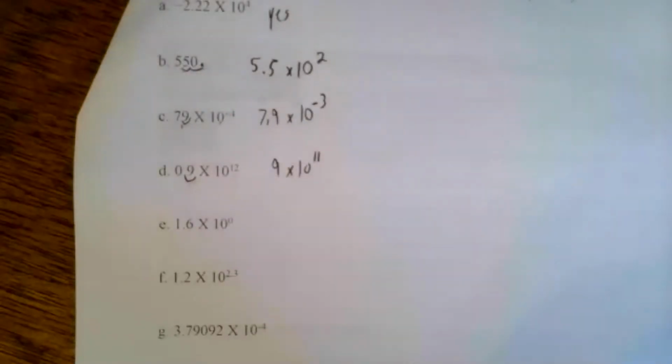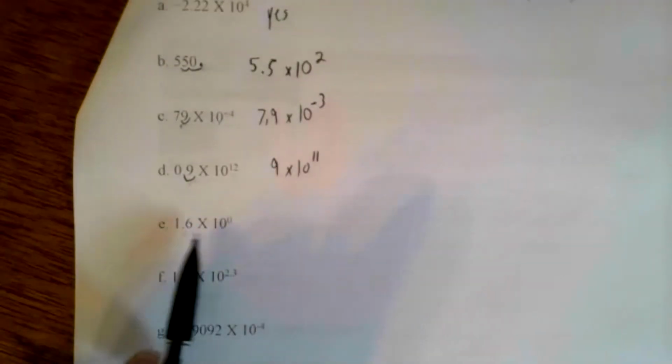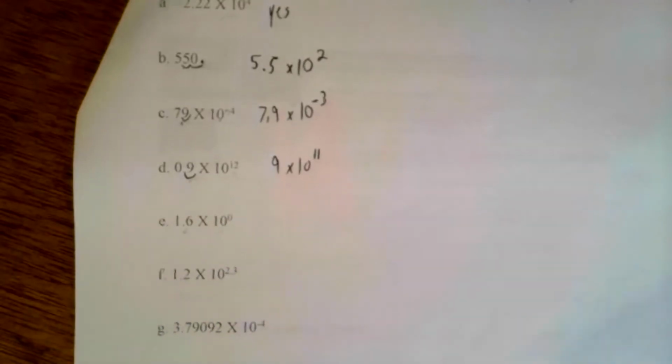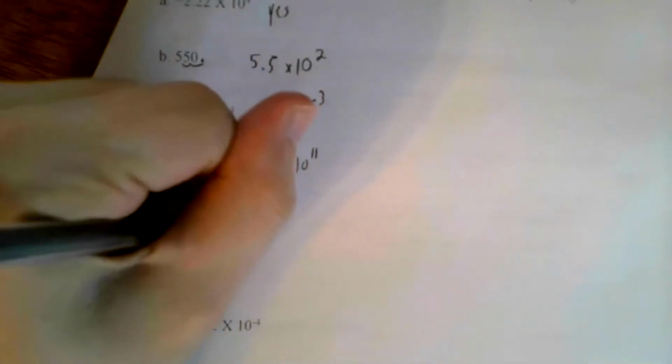All right, what about E? Is E in scientific notation? Yes, it is, right? So we have a number between 1 and 10, and we have it multiplied by 10 to some whole number power. So yes, this is.